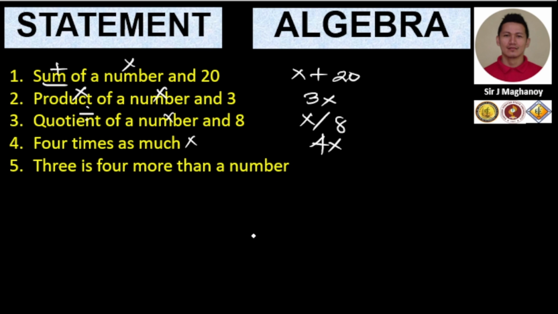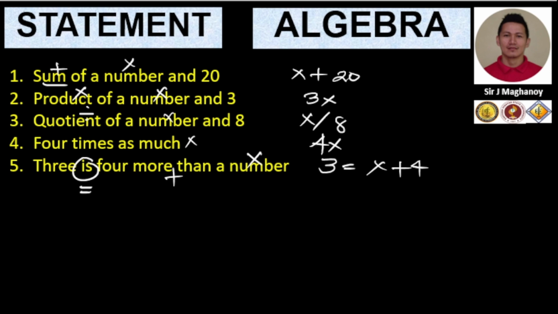How about our last statement? 3 is 4 more than a number. So our "is" becomes an equal sign. So we have 3 equals 4 more than a number. We assume x is our number. More than means plus. Okay, so we have 3 equals our number plus 4. Okay, so that is our practice in translating the statements of our word problems into algebraic form. Those are some examples we need to deal with.